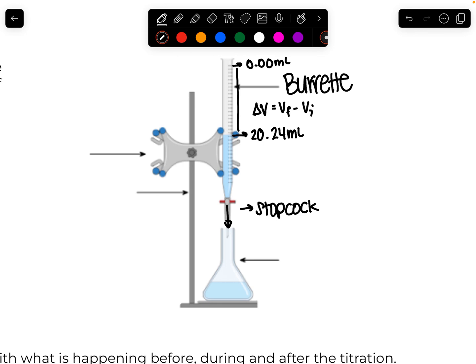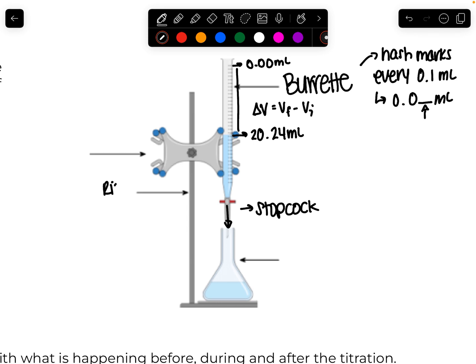Burettes are completely accurate. The hash marks are every 0.1 milliliters, which means your accuracy needs to be read to this decimal. So make yourself a little note of that so you can be as accurate as possible when you're doing your lab. Okay, so burette, that's your new piece of glassware that you're working with.